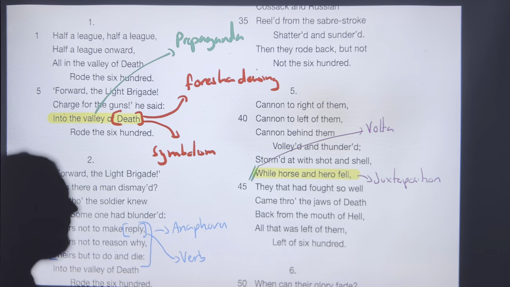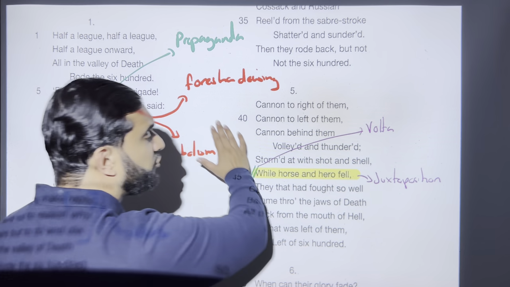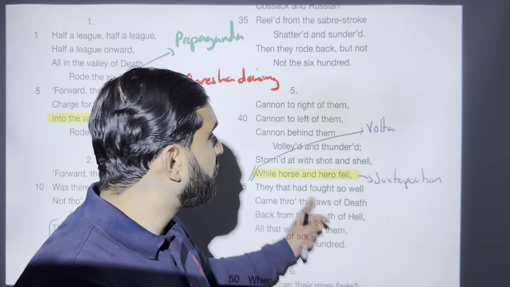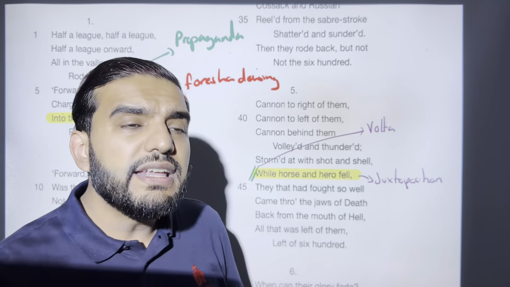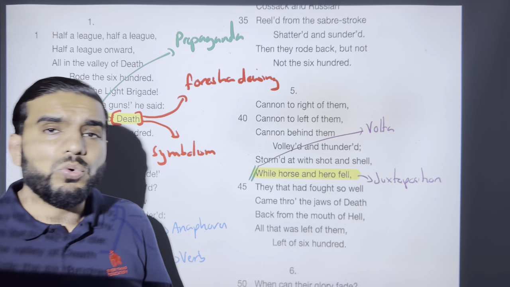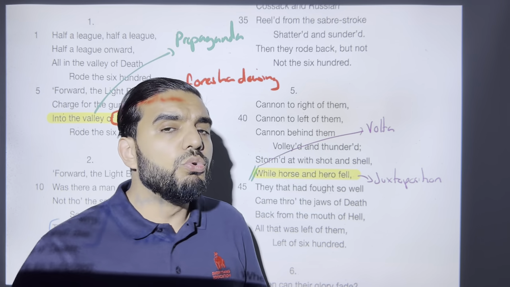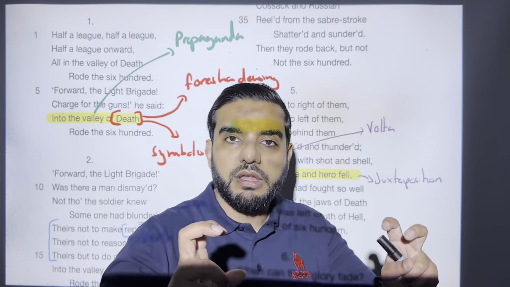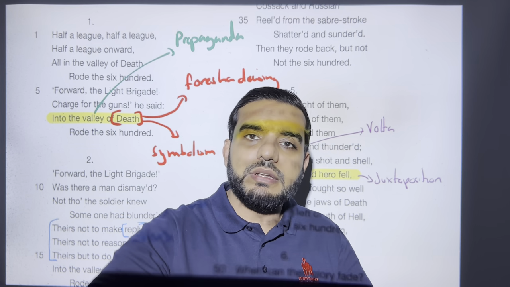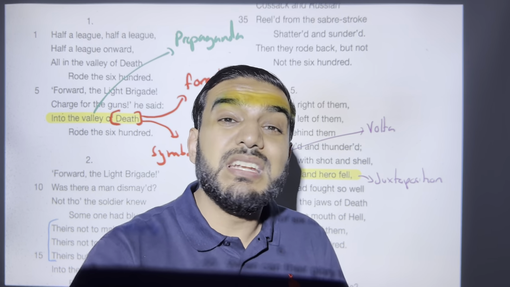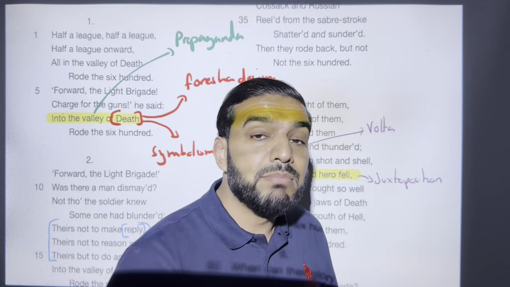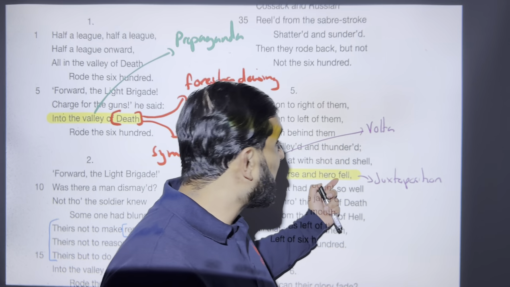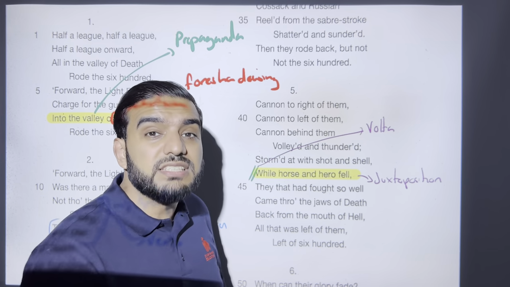And guys, the last line, the volta. Charging, charging, charging. The volta is the shift. Now they're beginning to die. Horse and hero fell. Why is this juxtaposition? Because this poem, guys, it doesn't hold anyone to account. These men aren't dying because they're heroes. These men are dying because somebody made a brutal mistake. Somebody messed up and sent these men to their deaths. Does somebody have to die like that to be a hero? That is why it's juxtaposition.